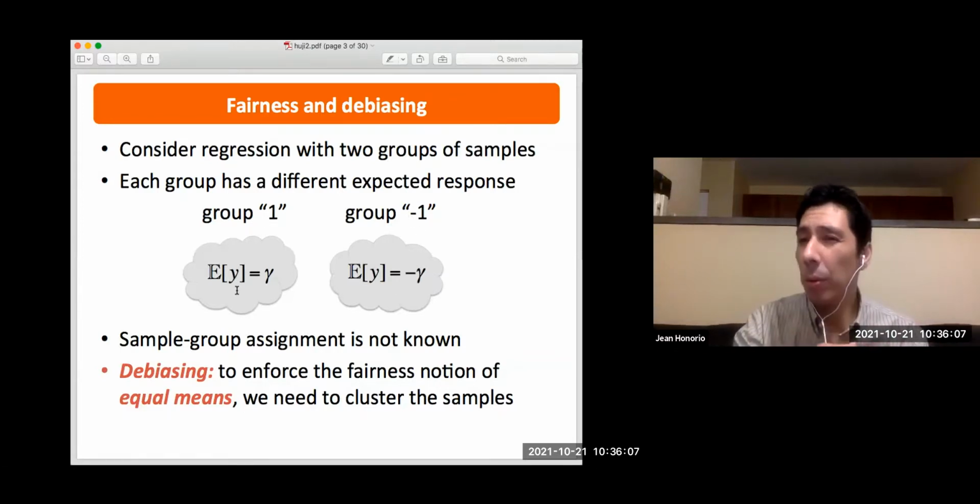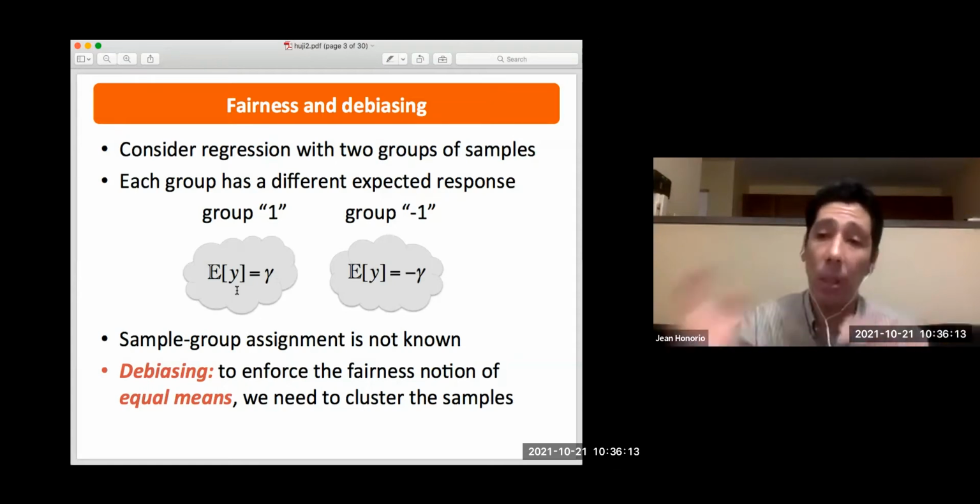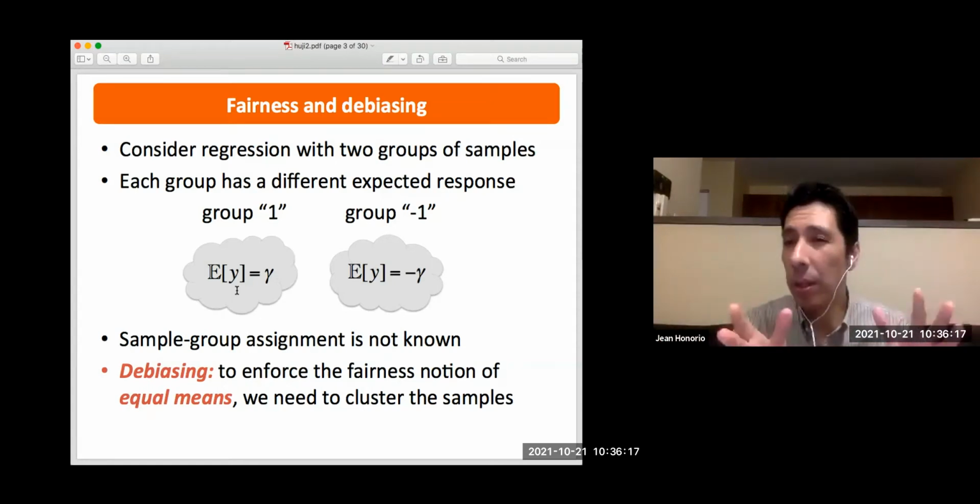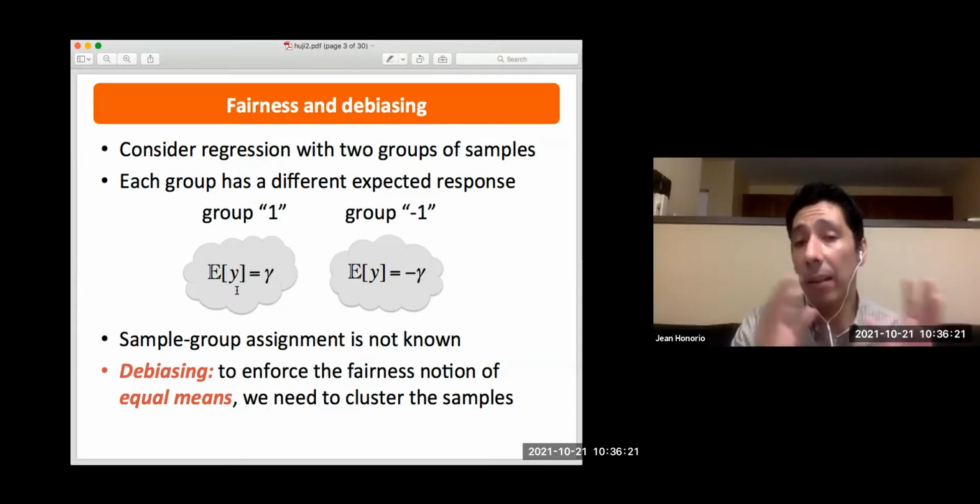Let's say the expected value of the response variable, which could be salary, when you do the regression from the vector x to the scalar value y. Let's say in group 1, the expected value of this response variable is gamma.